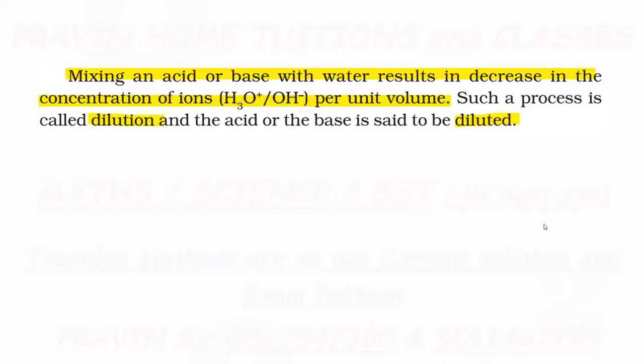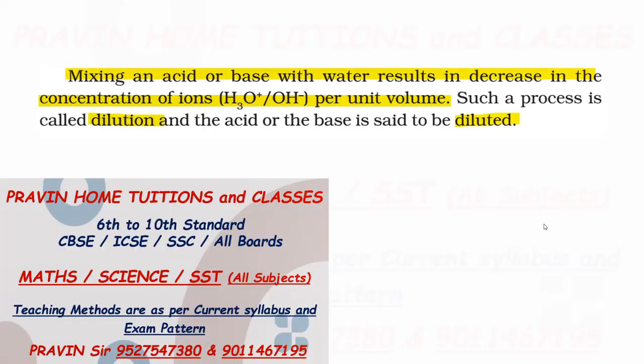Now, we'll study process of dilution. Mixing an acid or base with water results in decrease in the concentration of hydronium ion or hydroxide ion, OH minus ions per unit volume. Such a process is called dilution, and the acid or the base is said to be diluted.